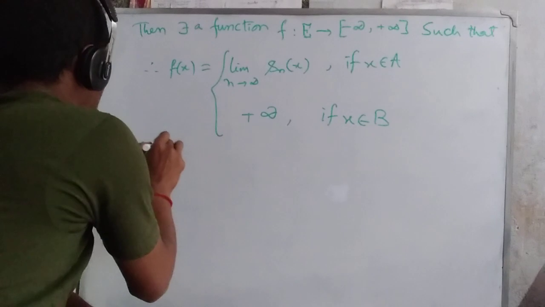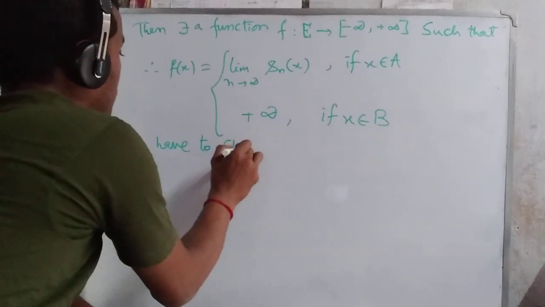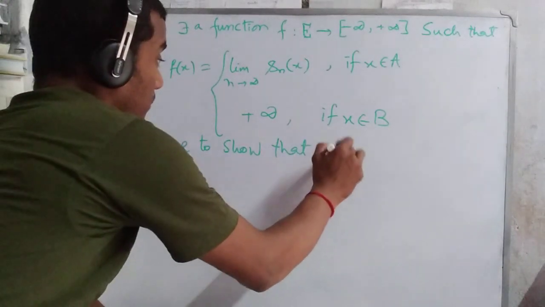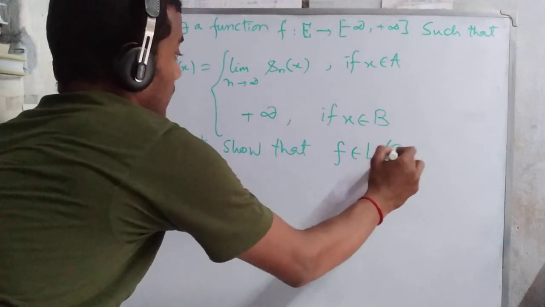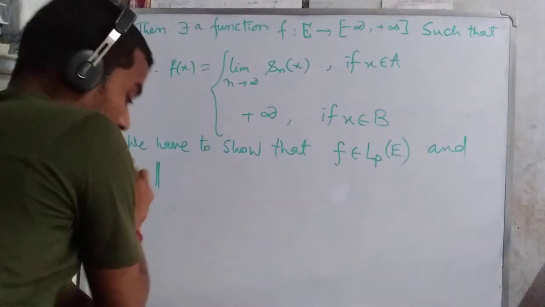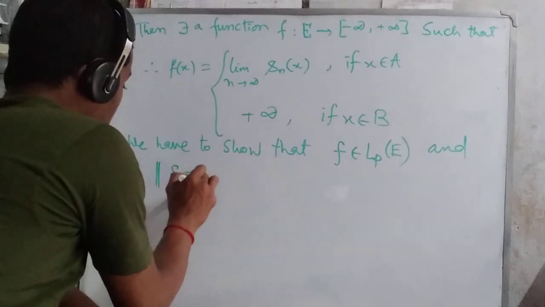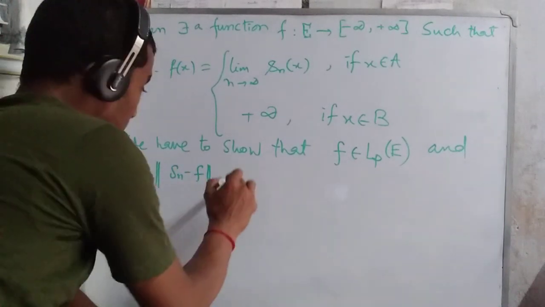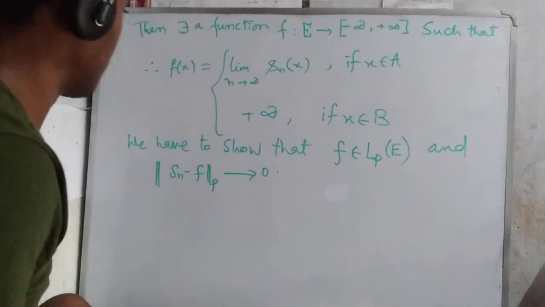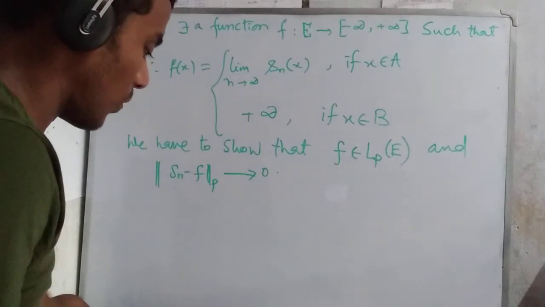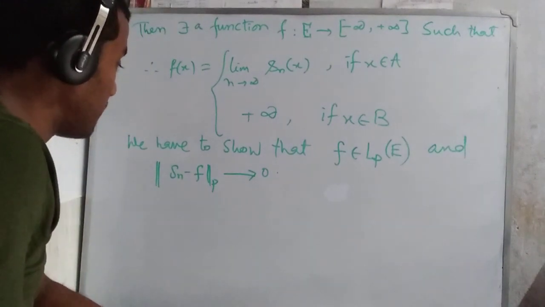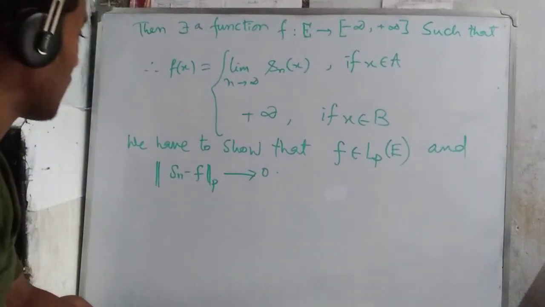Now we have to show that A belongs to L^p(E), and norm of S_n minus f in L^p tends to 0. So what we write here? We write this one: S_n minus f converges to 0.